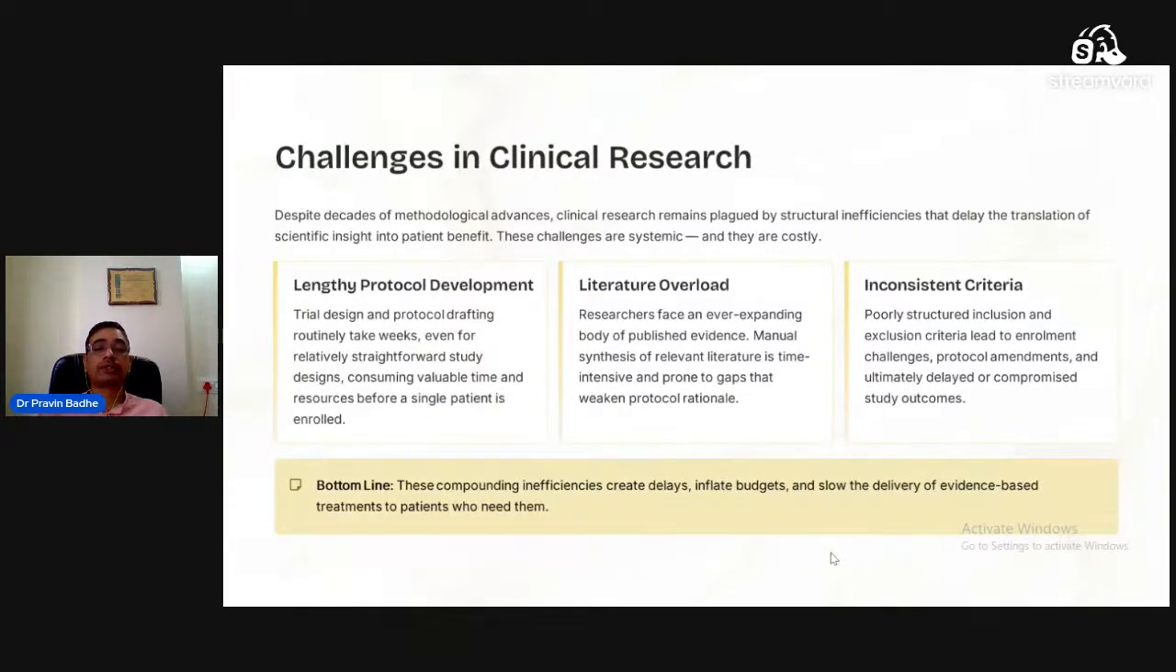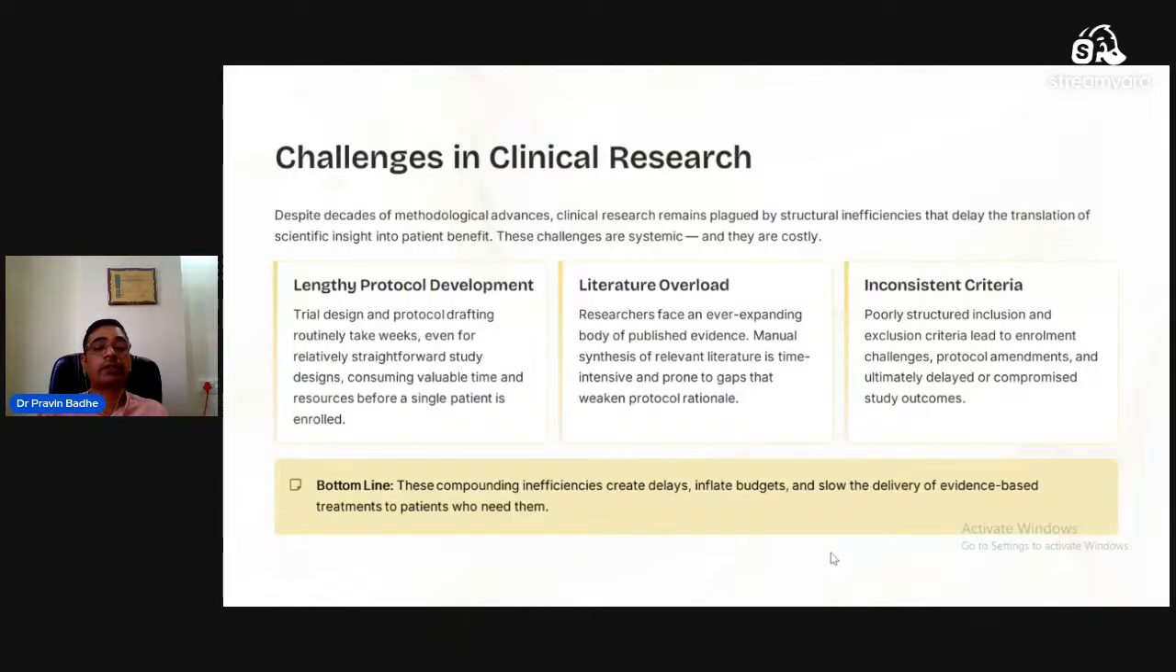The challenges we have with clinical research are mainly about protocol development at the initial stage, and also the literature that is there in the public domain, which is again a major process the scientist has to do at the initial level to synthesize the relevant information to understand the gap which can be utilized in their protocol drafting while they are designing the trial.